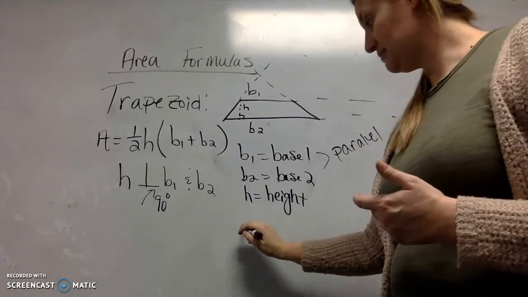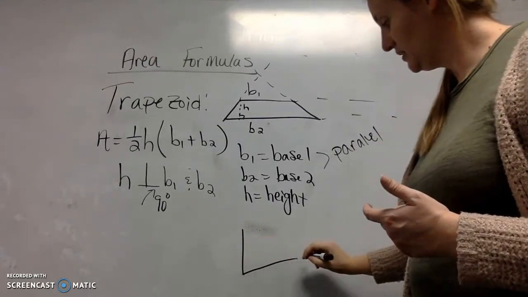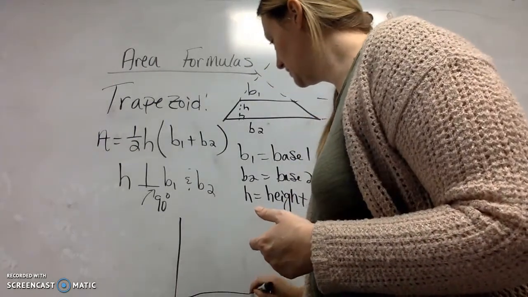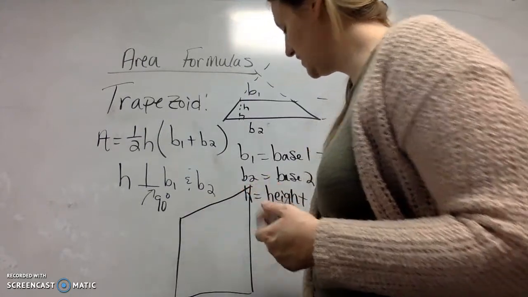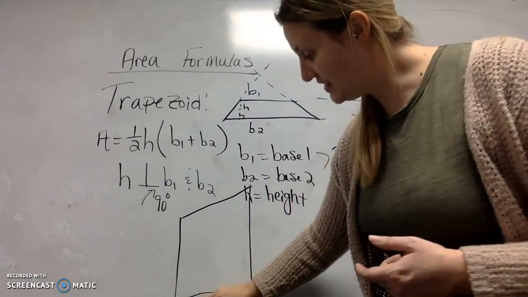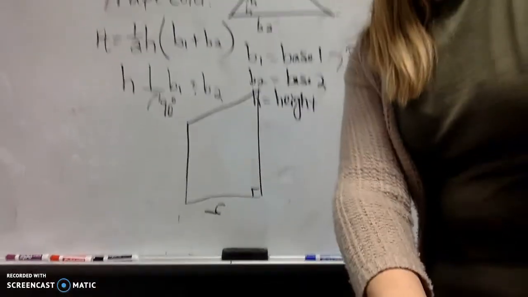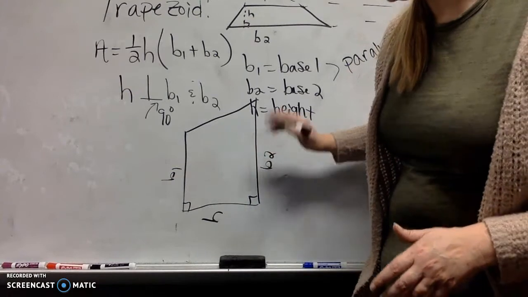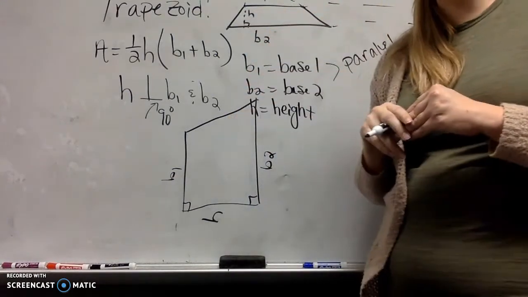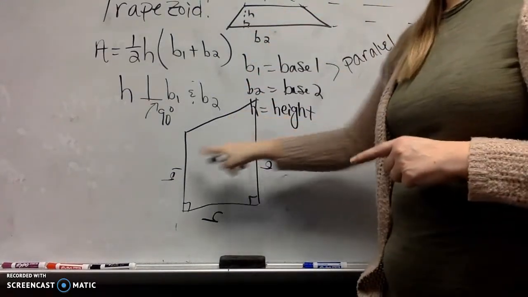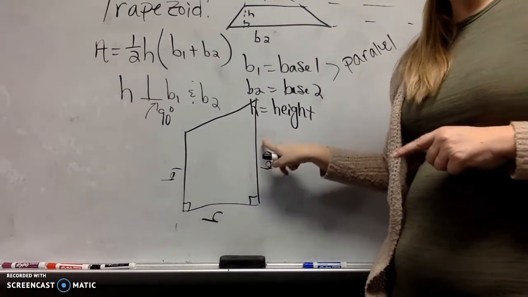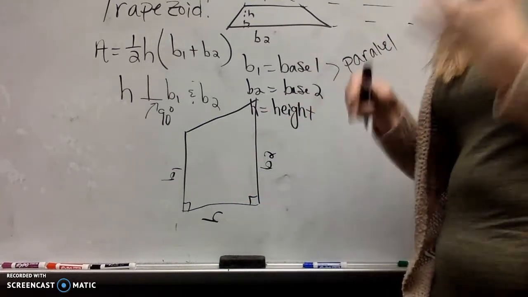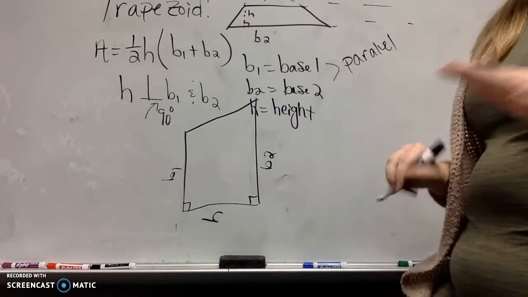Okay, so for example, oops, let me draw that better. This is a trapezoid. In this case, the height is a side length because I do have 90 degrees. This is my base 1 and this is my base 2. So this is kind of like a trapezoid that's on its side. Because these are the sides that are parallel, they are the bases, and the height is what's 90 degrees to it. So again, don't always think bases are bottom or top. It's just the parallel sides.